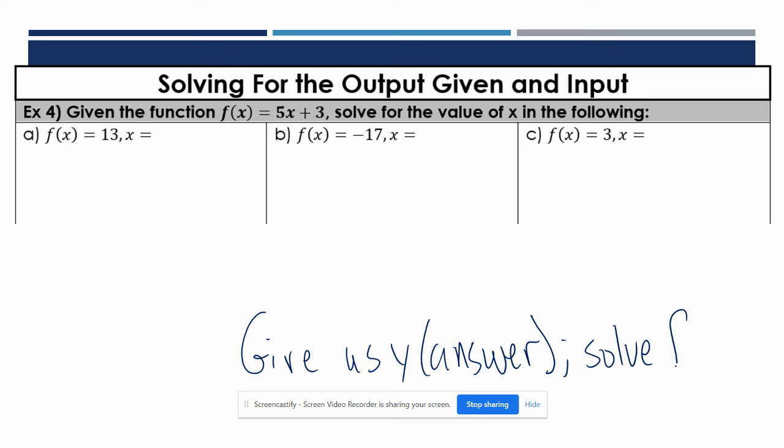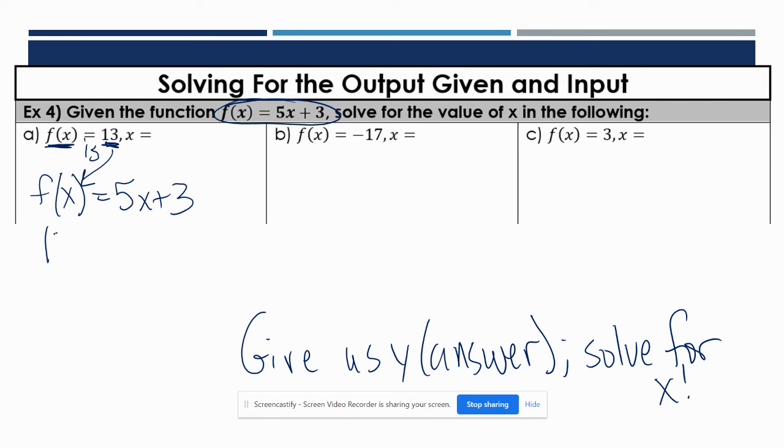So solve for x. What I mean by that is we have this new equation here they want us to use. It's f of x is equal to 5x plus 3. Well, this is saying f of x is 13. Okay, f of x is 13. So if I change it with 13, now I can solve for x.